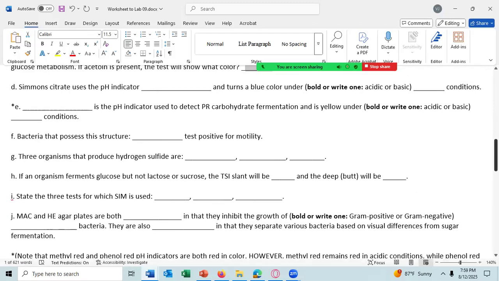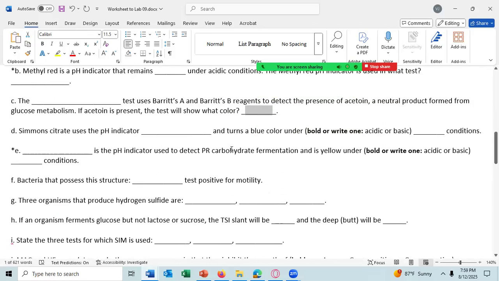D, we're looking at Simmons citrate. What's the pH indicator in Simmons citrate tube? And this pH indicator turns blue under either acidic or basic conditions. You can either bold or highlight or write it right there. And that's 2D2.